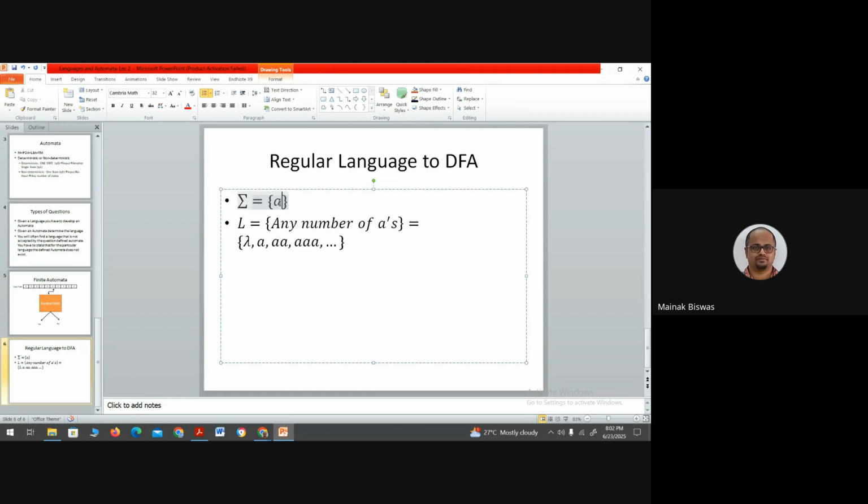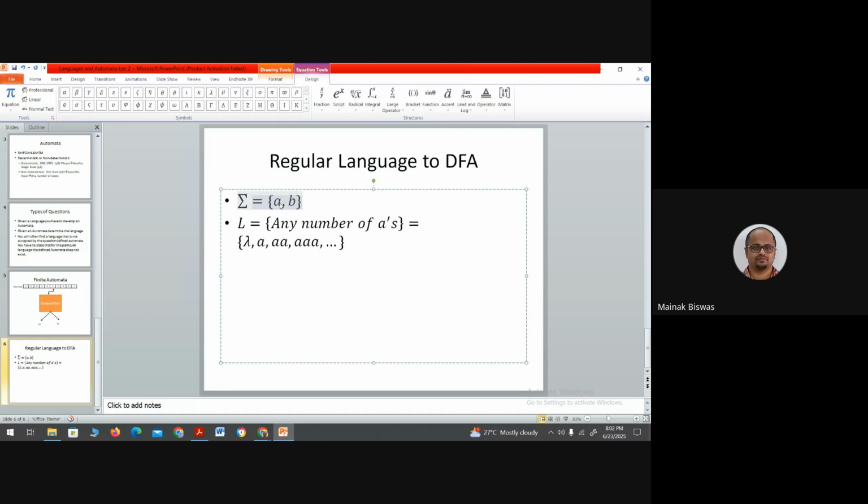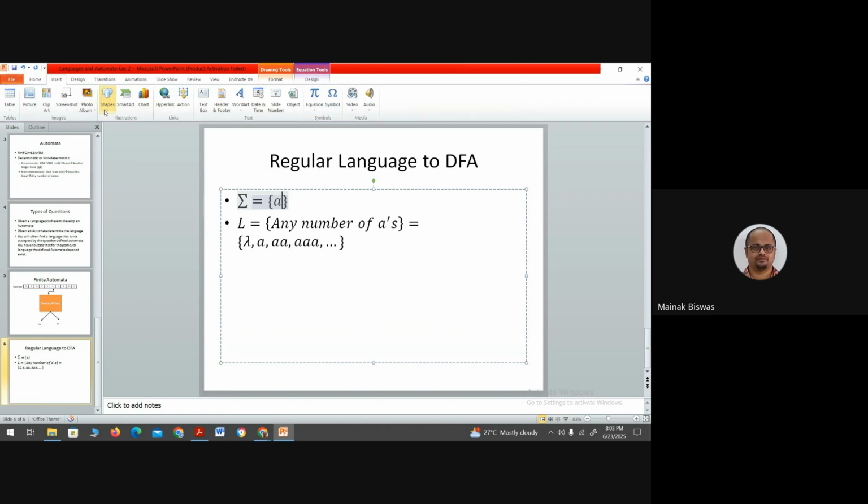Yes, sir. Now if I put B in here, and again I say any number of A's, then the language will not contain B. But if I say the complement of this language, then it may consist of any number of B's, right? But in this particular alphabet, we only consider there is only one symbol, that is A. Okay, is it understood? Yes, sir. Okay, now let us develop this one, right?